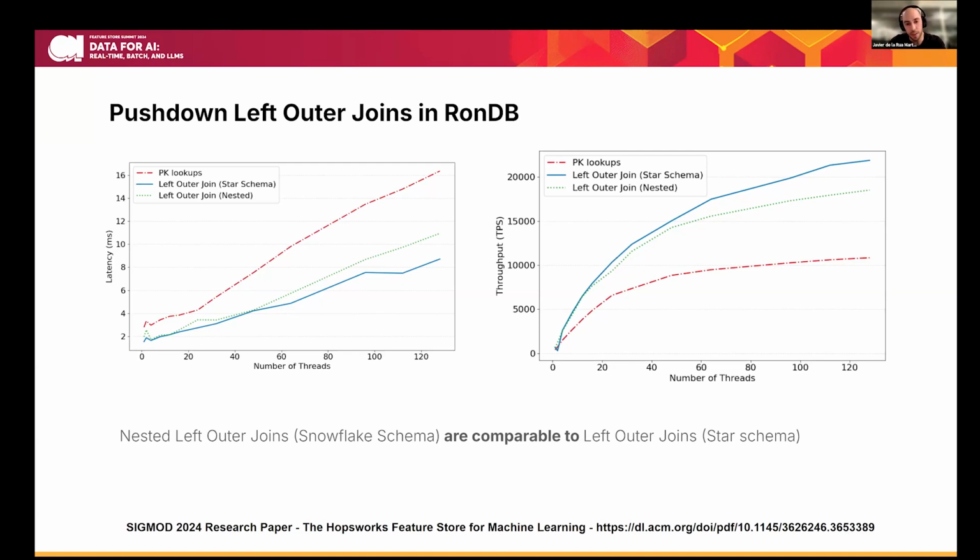So the point here is that if you use a star schema or the Snowflake schema, they show comparable results, and they perform much better than if you do iterative primary key lookups. Yeah, so if you want to dig a little bit deeper into the experiments, how they were performed, and an explanation of the push down left join, feel free to get access to the research paper.